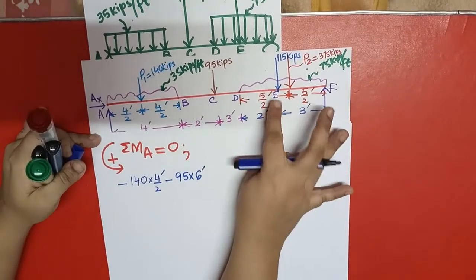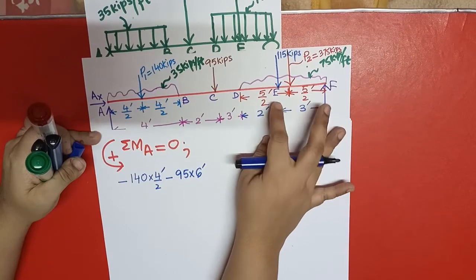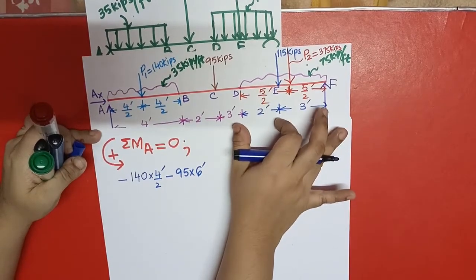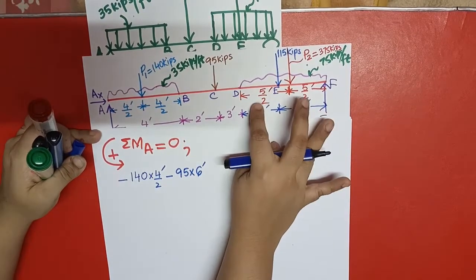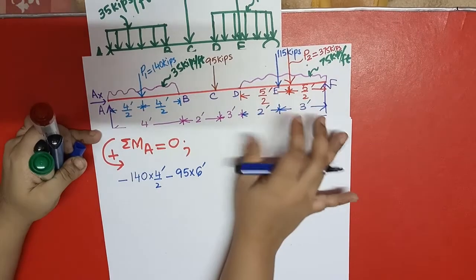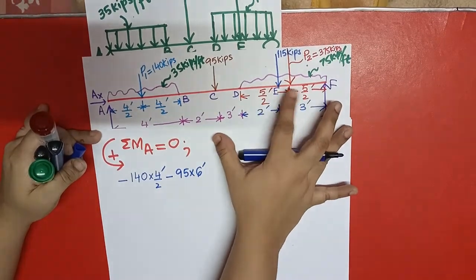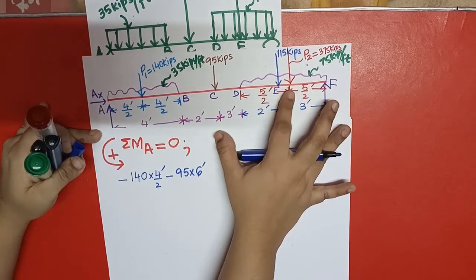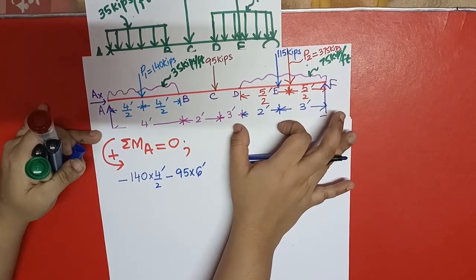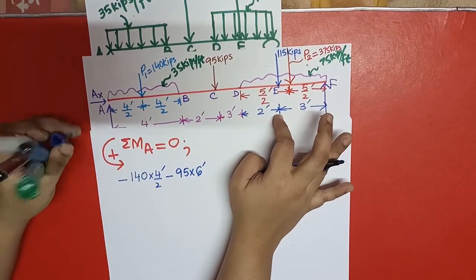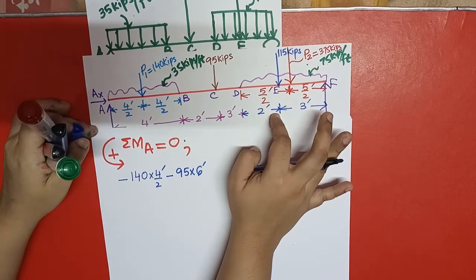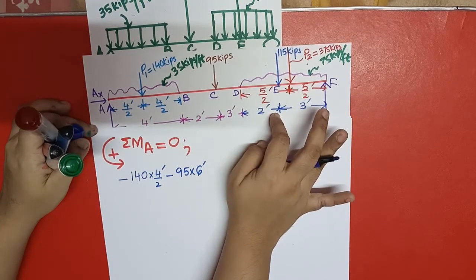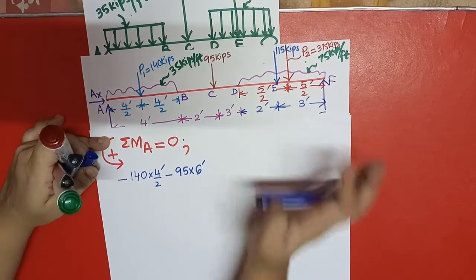Now I have this force 115, and it is lying at the 2 feet. Look at this line, it is not lying at the 5 upon 2 feet. So this 5 upon 2 feet is for the uniformly distributed load, not the concentrated load. So 2 feet. So the length from A to E is how much? 4 plus 2 plus 3 plus 2. So how much does it come out to be?